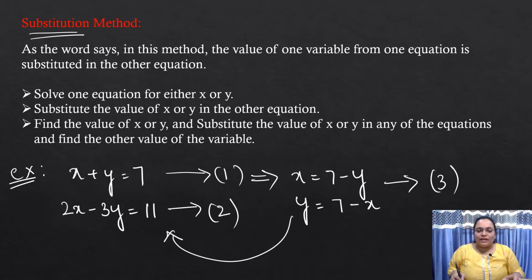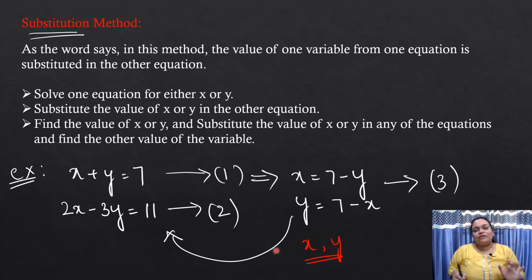You will substitute x or y in equation 2. After substituting x or y in equation 2, you will get the value of the other variable. After getting the value, you will substitute in either of these equations, x or y, whichever you take. Then you will get the values for x and y. After getting the values for x and y, you will substitute in these two equations for verification. We will check whether the values of x and y satisfy these two equations on both sides.